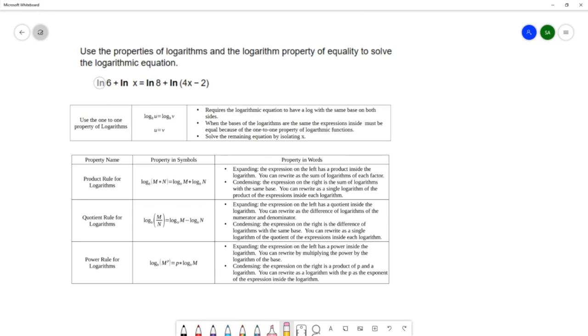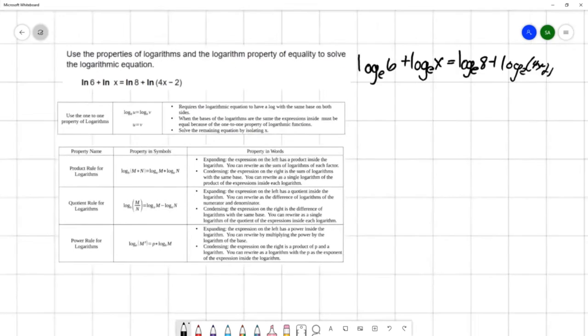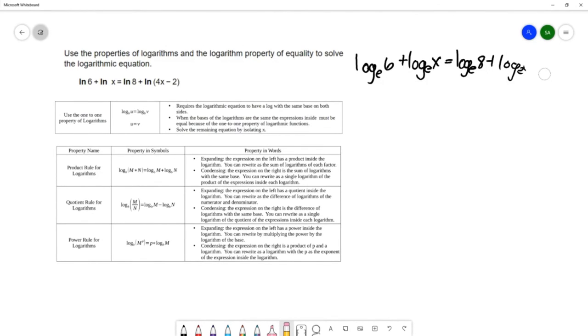In this example, we have ln, which stands for natural log, and that means that we have log base e. So I'm going to rewrite this equation in its equivalent form. This equation actually means log base e of 6 plus log base e of x equals log base e of 8 plus log base e of 4x minus 2. So we do have the same base on every one of our logs, so we are able to condense and we are able to use the property of equality.